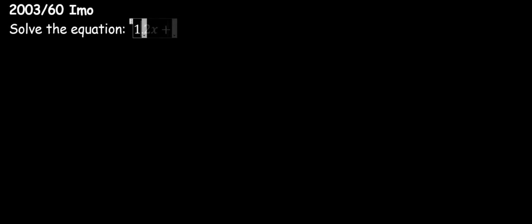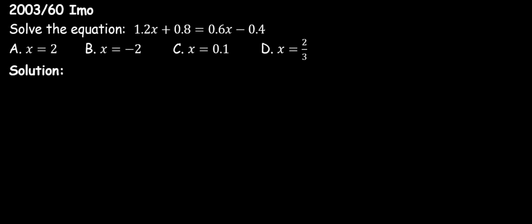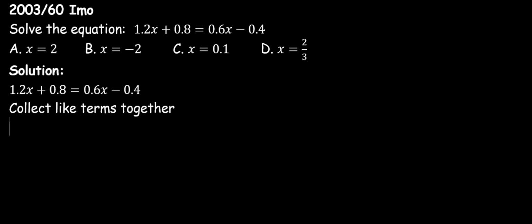Another example. Solve the equation 1.2x plus 0.8 equals to 0.6x minus 0.4. The options are given. Solution. First, we write out our problem, which is 1.2x plus 0.8 equals to 0.6x minus 0.4. Next, we collect like terms together. So we have 1.2x minus 0.6x will be equals to minus 0.4 minus 0.8.